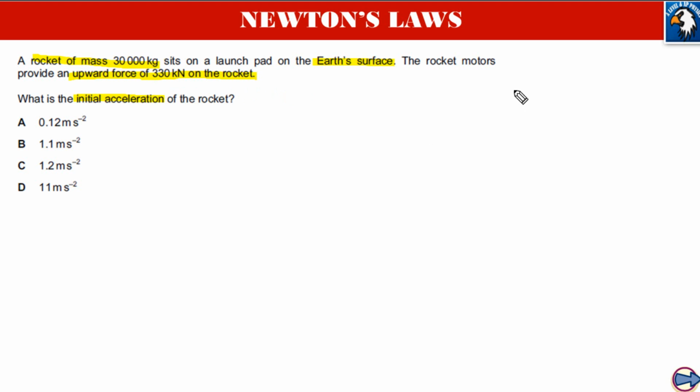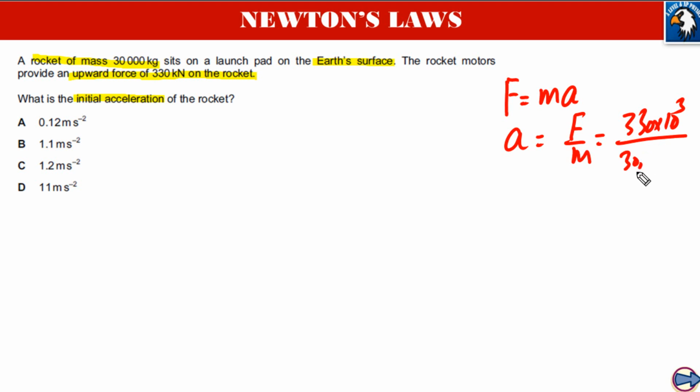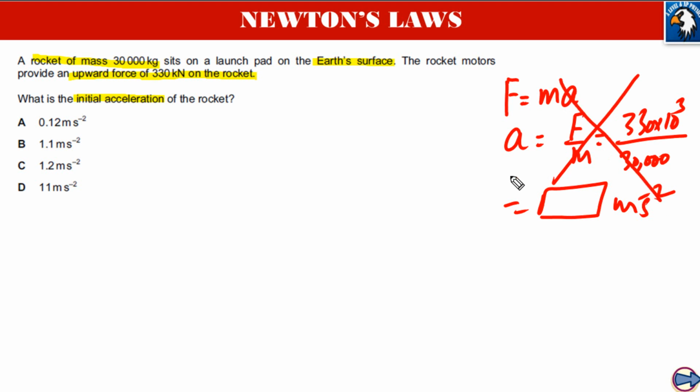I have seen some students, when they read this question, recall quickly that F is equal to ma, and then they say a is equal to F over m, plug in the upward force, divide by the mass, write down the units, and get the final answer. But this is wrong actually. They are missing something. So let's try to find out what is missing.